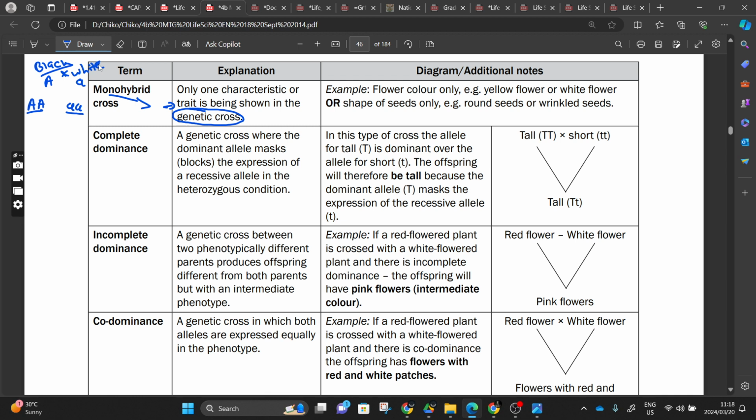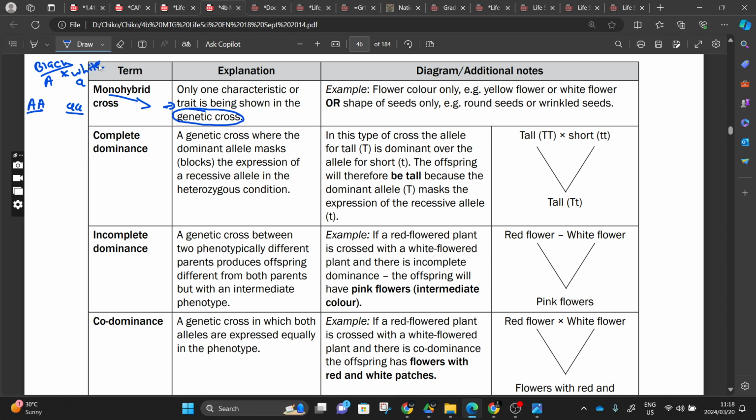Monohybrid. We also have dihybrid that we'll do next week. Dihybrid is when we are crossing two traits. Maybe we are saying a cow has a black coat and it also has big horns. The cow has a black coat and a long horn. Those are the two traits, so we will have a dihybrid. Understand that? Monohybrid, we are crossing one trait.